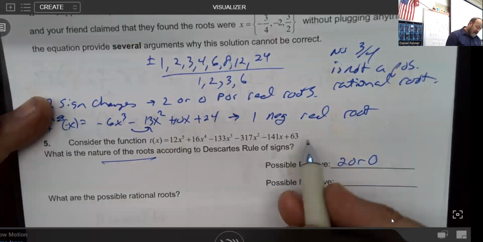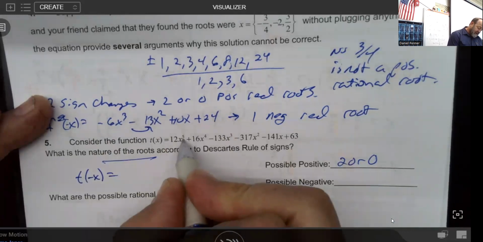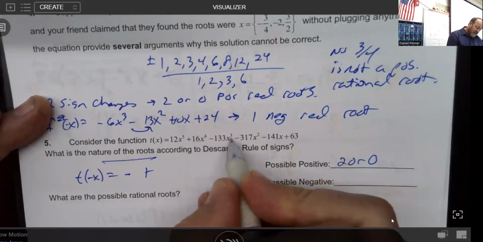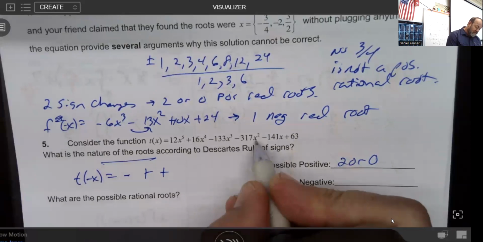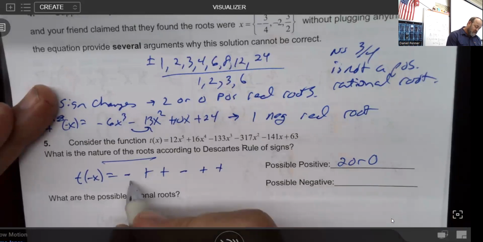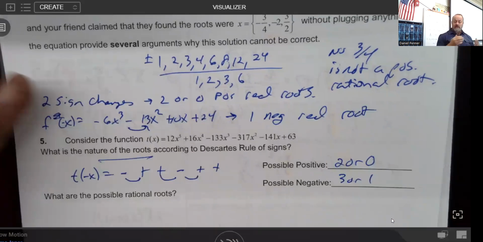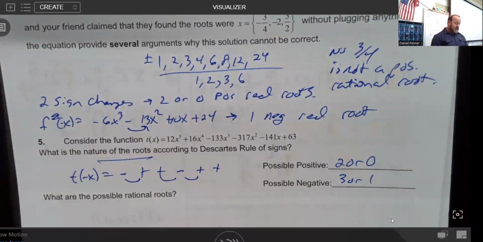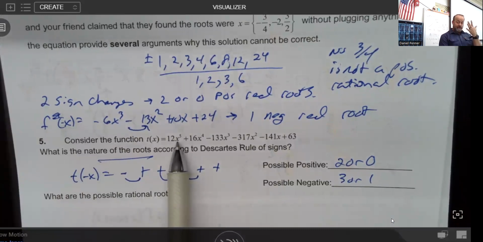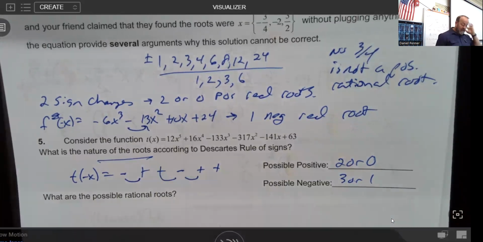Now, when we go into the next one and we look at f of negative x, I'd have a negative 5 times, a negative 4 times, a negative 3 times, and another negative. So I got 1, 2, 3. So this would be 3 or 1 negative real roots. So again, all I'm doing is counting the number of sign changes. So keep in mind, if you replaced x with a negative x, you'd have 5 negatives being multiplied by a positive 12. So that would be 5 negatives, so that's a negative number.